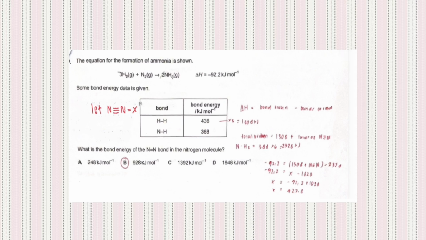We know that there is 3H2, so the bond energy is 436 times 3, which becomes 1308 kilojoules. And the second one, nitrogen with hydrogen. We can tell from the equation 2NH3: 2 times 3 is 6. So 388 times 6 becomes 2328 kilojoules per mole.